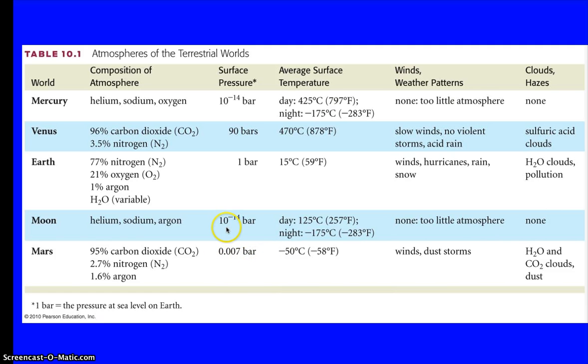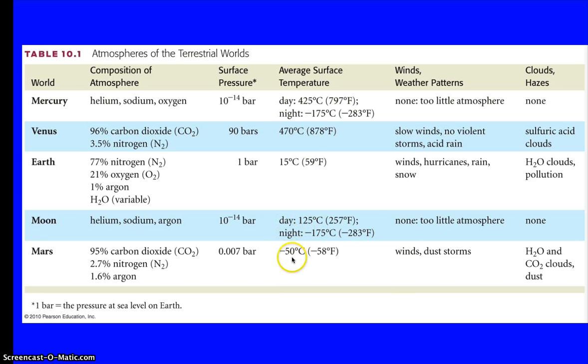Now, of course, it's not as thin as the Moon, but it is still very thin. And then we can sort of see the effect that it has on temperature. Notice Venus, with its very thick atmosphere, has very high temperatures. It's actually hotter on Venus than it is on Mercury, even though Mercury is much closer to the Sun. And that's because its thick atmosphere can hold in the heat.